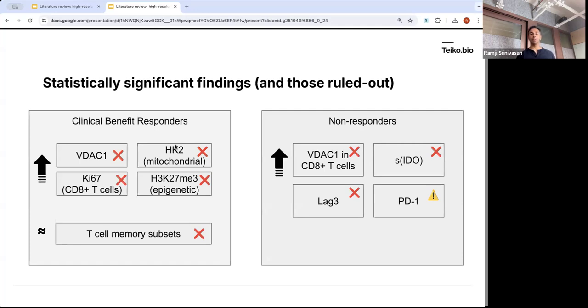The T cell memory subsets were comparable between the two populations or really didn't show any statistical difference. You wouldn't be able to find that out. On the non-responders, things like PD1 would possibly be found because we have that marker there. But the rest of the findings would be very difficult to find with the same marker panel. So that's an example of what might be missed using the second piece of literature.